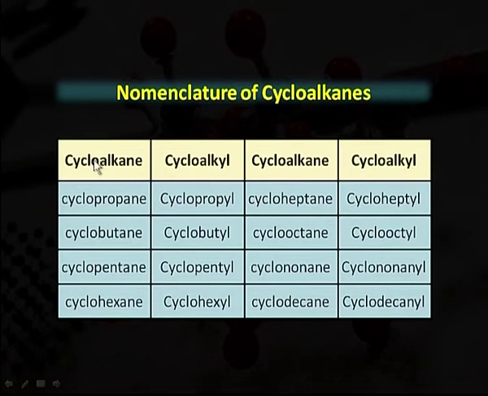These are the cycloalkanes: cyclopropane, cyclobutane, cyclopentane, cyclohexane. According to cycloalkyl, cyclopropane is termed cyclopropyl, cyclobutane as cyclobutyl, cyclopentane as cyclopentyl, cyclohexane as cyclohexyl. Continuing, cycloheptane as cycloheptyl, cyclooctane as cyclooctyl, cyclononane as cyclononyl, cyclodecane as cyclodecyl. So, -yl is used as the suffix in the nomenclature of cycloalkyl groups.